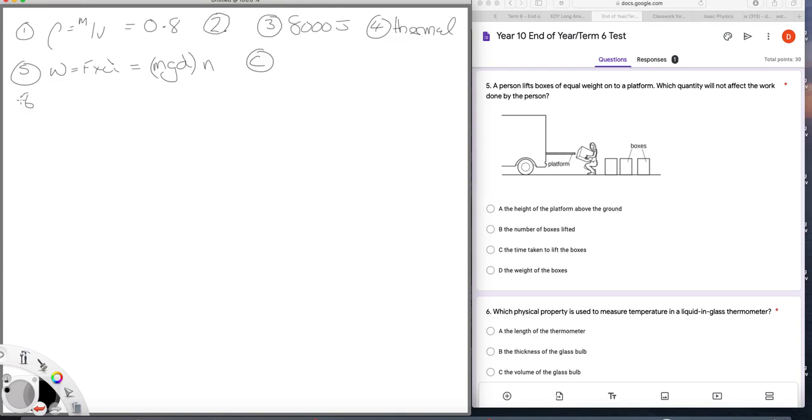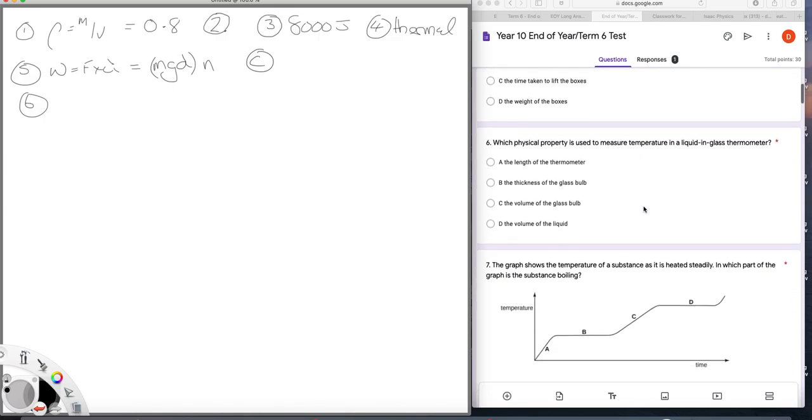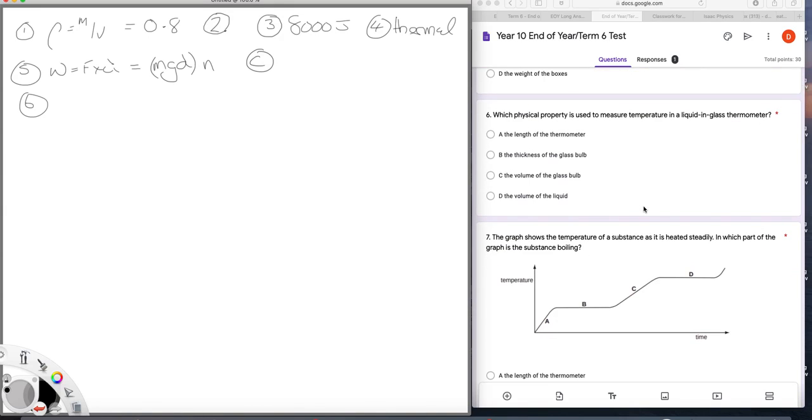Question 6. Which physical property is used to measure temperature in a liquid in glass thermometer? So you look at a liquid in glass thermometer. What tells you the temperature is changing? It is the length of that column of liquid, and that in turn changes because the volume of the liquid changes. So the answer is D.